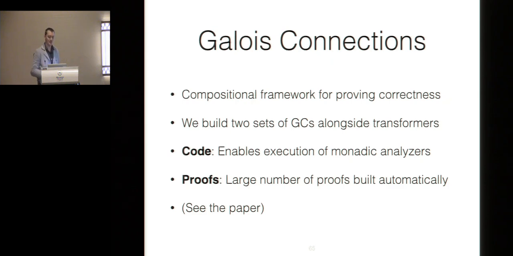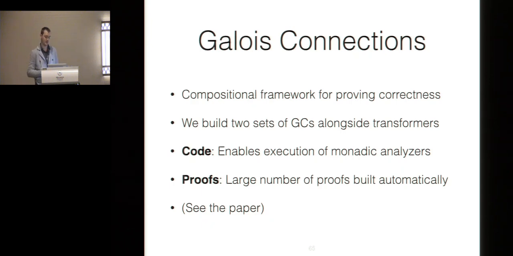Galois connections are a compositional framework for proving correctness of abstract interpreters. And we build two sets of Galois connections alongside our transformers. And they serve two very important roles. The first is actually an executable code. We execute these Galois connections in order to execute our monadic analyzers. This is related to finding the least fixed point of a transition system. We also use these Galois connections for building proofs alongside the transformers to get a large part of the correctness proof of your analyzer built automatically for free.